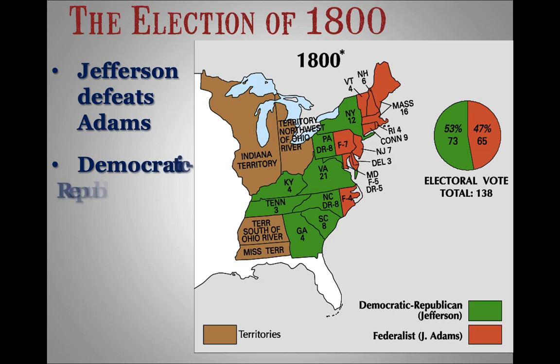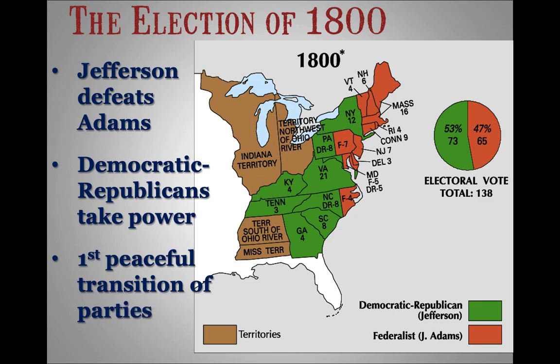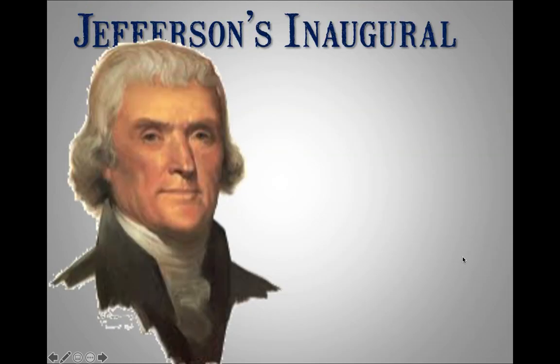And Jefferson, as mentioned in a previous lesson, is a Democratic Republican, so they take power then in the White House. And this is the first peaceful transition of parties, so we have a transition of two different parties going from John Adams to Thomas Jefferson. George Washington, our first president, and John Adams, our second president, were the same political party. So, as John Adams was a Federalist as well as George Washington, and now we're switching to Thomas Jefferson, who, as you can see down here, is a Democratic Republican.